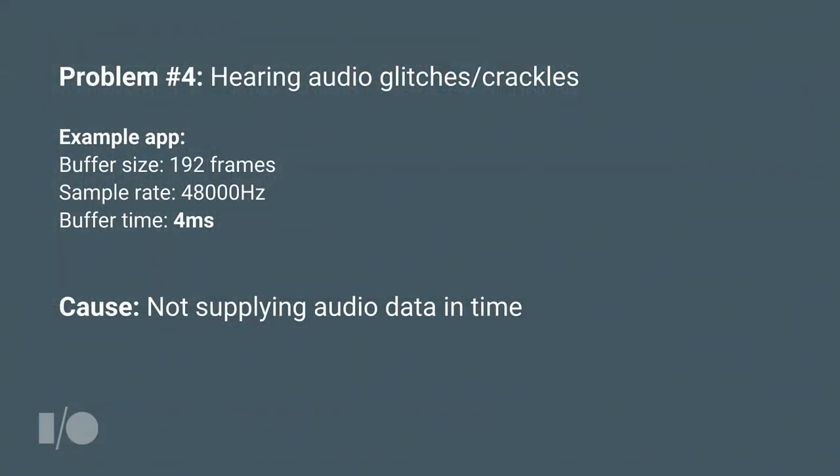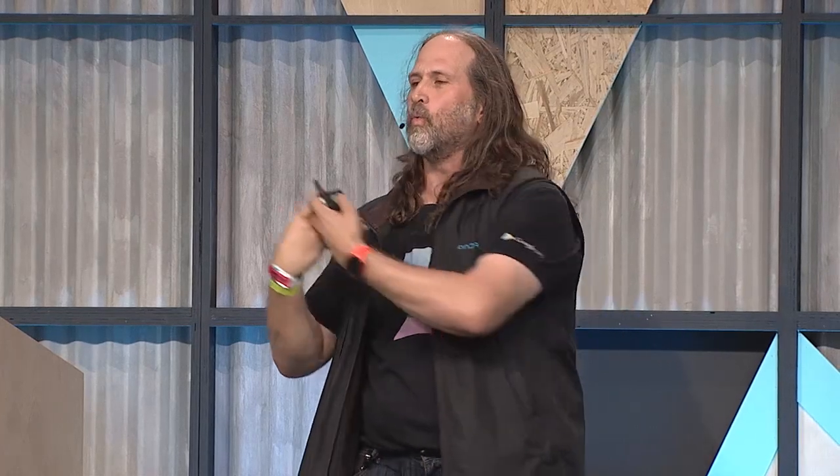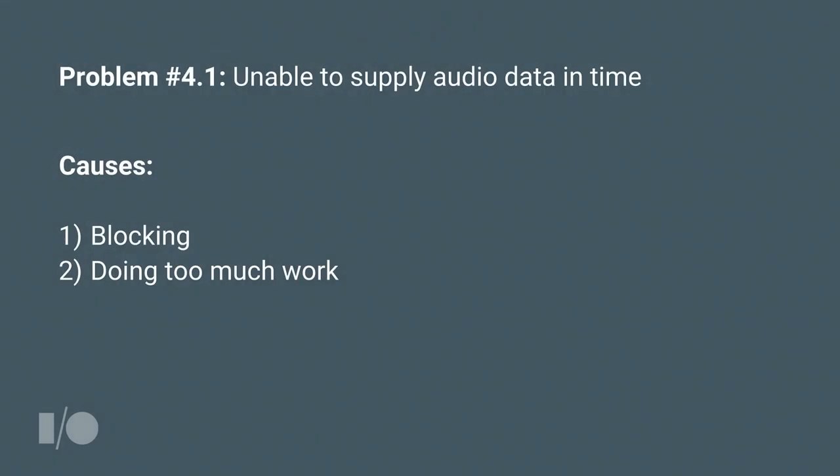But the problem is that in fact the cause of it is that you're not always able to supply it in time. And the real question is why? Why was your app not always able to actually supply this data in time? And there are two possible causes. One of them is that you might be blocking, or you might be doing too much work in the callback. And let's take a quick look at some causes of those.